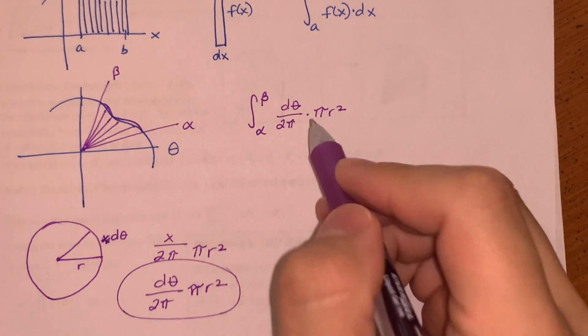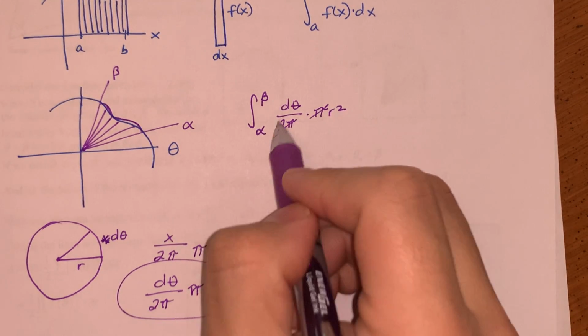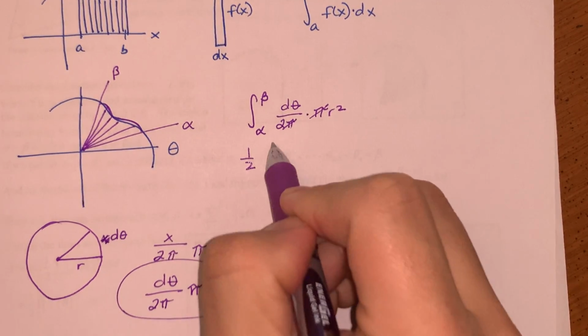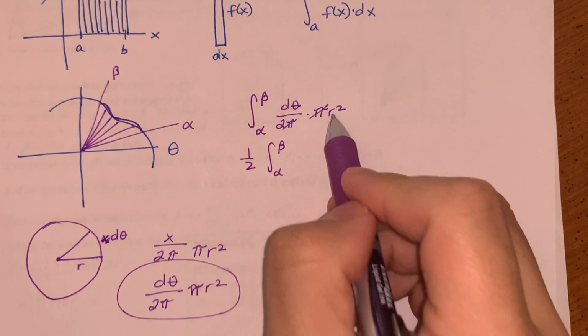And we can actually clean this up a little bit. So I'm going to cancel out my thetas. I can take out a 1/2 outside. So it'll be 1/2 the integral from alpha to beta. And then it's going to be r squared.